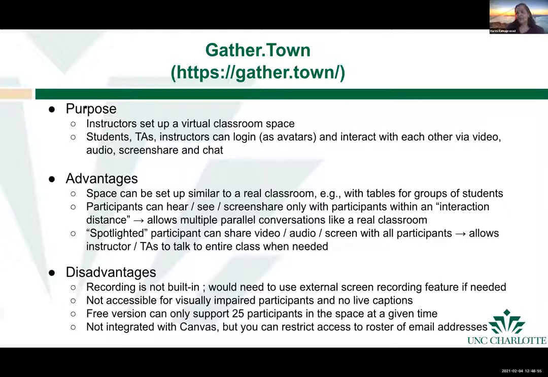Now, the advantages are that it can be set up kind of similar to a real classroom, right? And the participants who are near each other can hear, see, and screen share with each other. So there's this notion of an interaction distance, which means you can only see people that are close to you. You can only hear people that are close to you. That means if you have 10 tables spread around the space, you can actually have 10 different parallel conversations going on in that space.